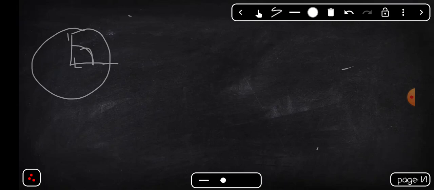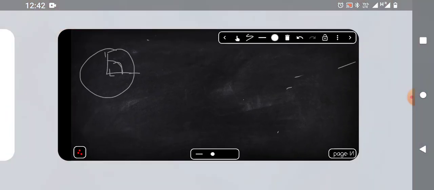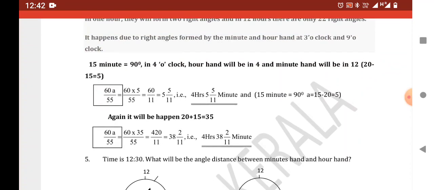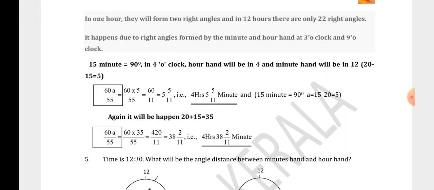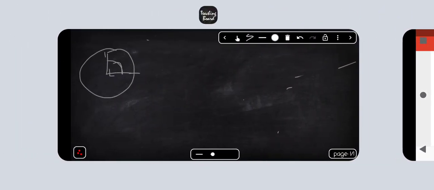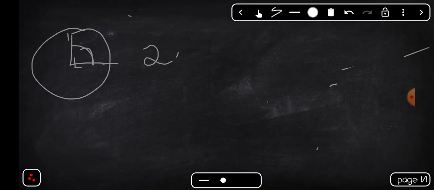Let us see once again the material. It is clearly mentioned that 15 minutes means 90 degrees. At 4 o'clock, the hour hand will be at 4 and the minute hand will be at 12. That means 20 minutes. It shows 20, that means we have to subtract: 20 minus 15, that is 5.